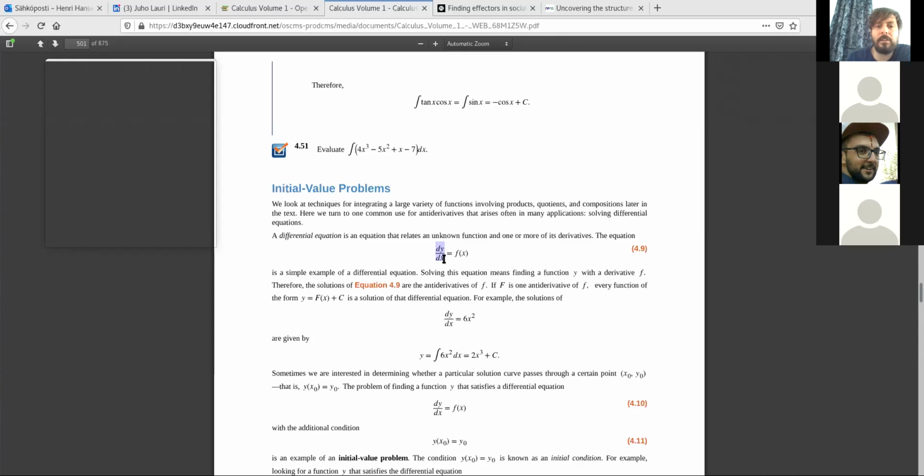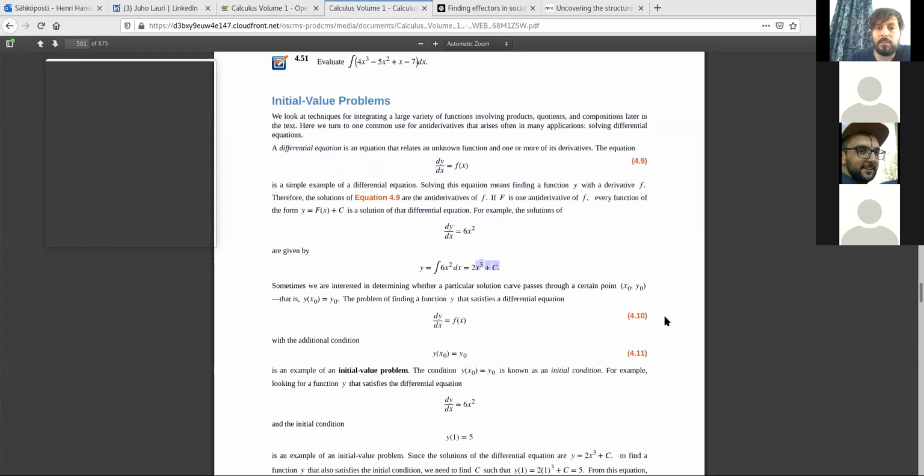So the derivative of y with respect to x is some f of x, where f of x is known. So basically, if we know that the derivative of y with respect to x is 6x squared, then we can find y by simply finding the antiderivative, meaning taking the integral of this, and whenever y is something like 2x to the 3 plus c, then it will satisfy this equation.